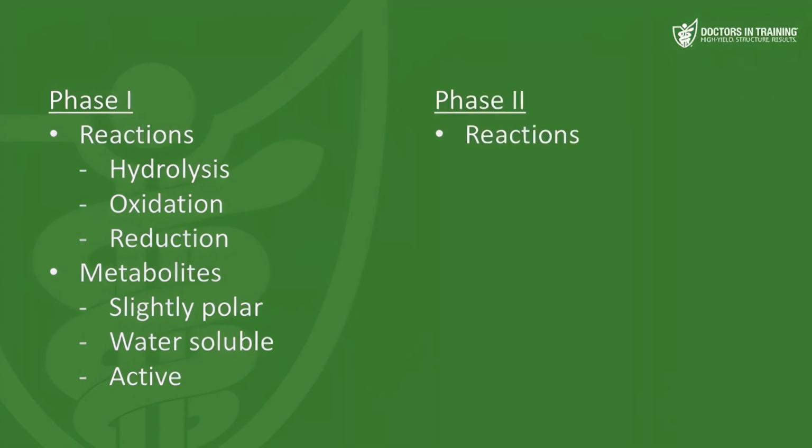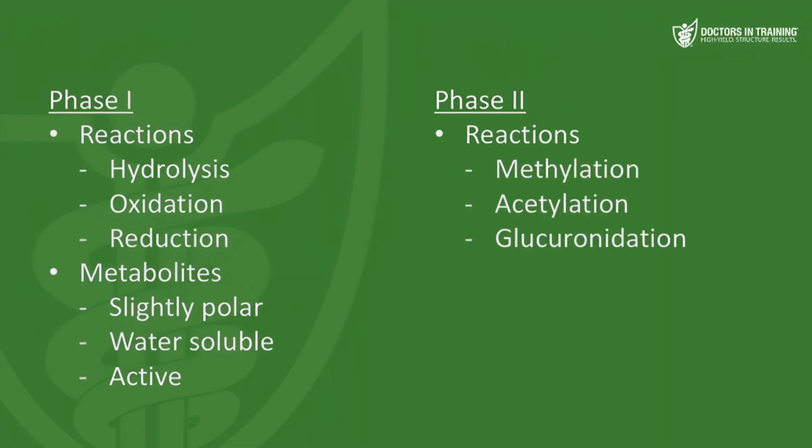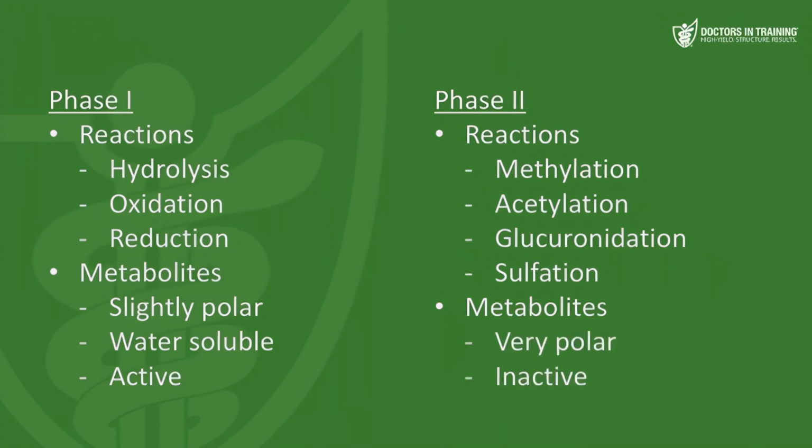And then phase 2 reactions include things like methylation, acetylation, glucuronidation, or sulfation. These are all examples of conjugation reactions. Conjugation means that you're joining the drug to some other molecule, like adding a methyl group or adding an acetyl group, or you're conjugating the drug to glucuronic acid, or to sulfate, or maybe glutathione. All of these phase 2 reactions result in very polar, inactive metabolites that are easy to excrete in the urine.